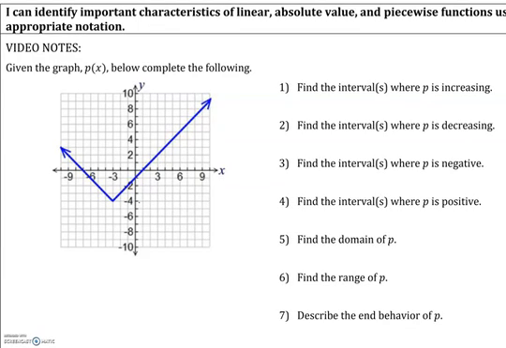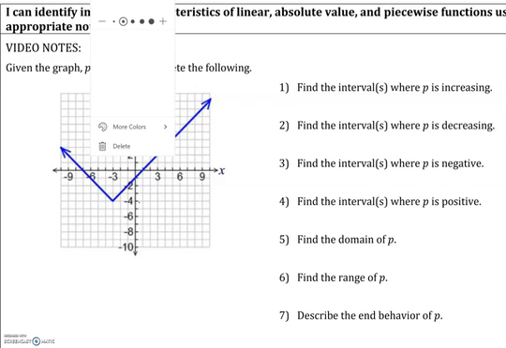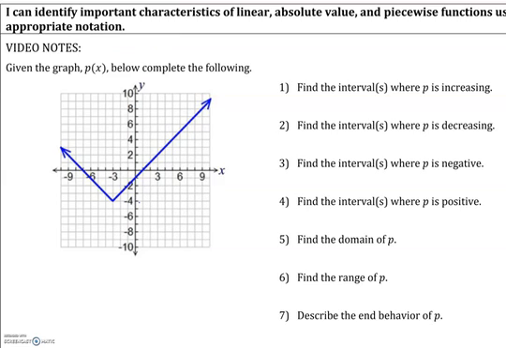Okay, we are looking at the absolute value graph P of X, and we're going to figure out where it's increasing, decreasing, positive, negative, the domain, the range, and the end behavior. So we're just going to go one piece at a time here. Let's look at increasing first.